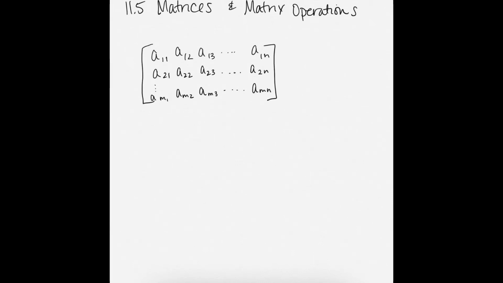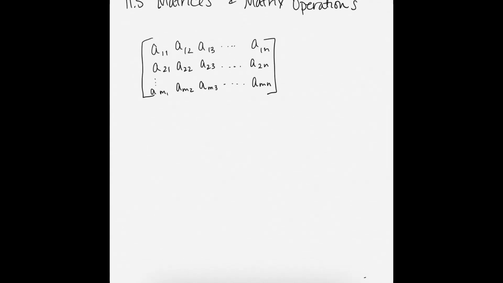Our next section is 11.5, matrices and matrix operations. So first, let's talk about what a matrix is. Matrix is the singular form of matrices, which is the plural form. So a matrix is a rectangular array of numbers. Notice that all of these, A sub 1,1, A sub 1,2, A sub 1,3, represent some number in its place. So they're not variables, they just are representing the location of each number, the corresponding entry.